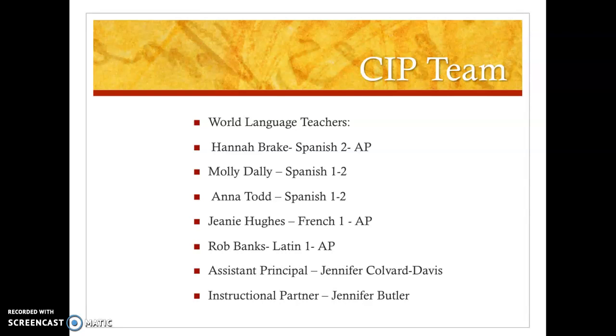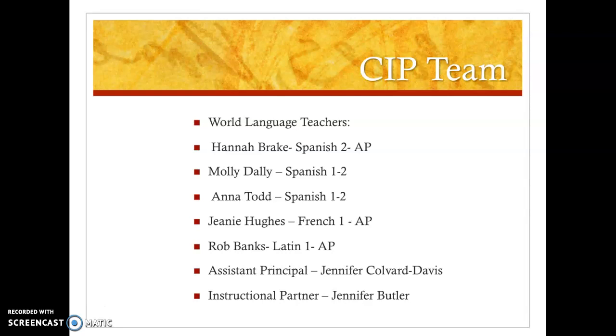So they are Hannah Brake, who teaches Spanish 2 through AP, Molly Daly, who's at the Freshman Center. If you're not familiar with the Freshman Center, it actually shares a campus with the high school. She teaches 1 and 2 Spanish. Ms. Anna Todd, she teaches Spanish 1 and 2. Myself, Jeannie Hughes, I teach French 1, 2, 3, and 4, and occasionally AP. Dr. Banks, he teaches Latin 1 through AP.